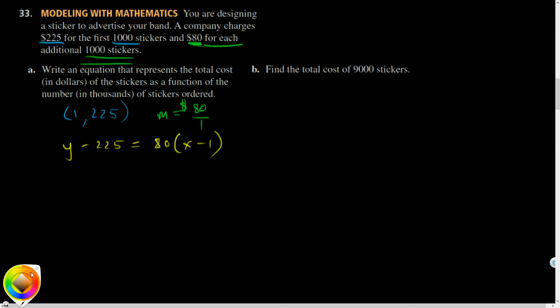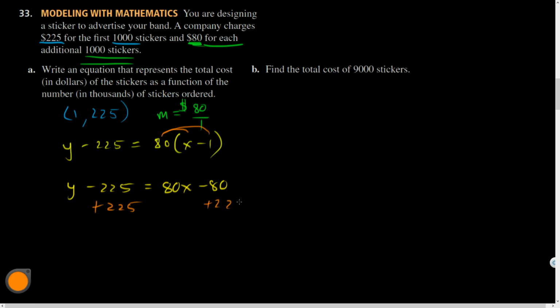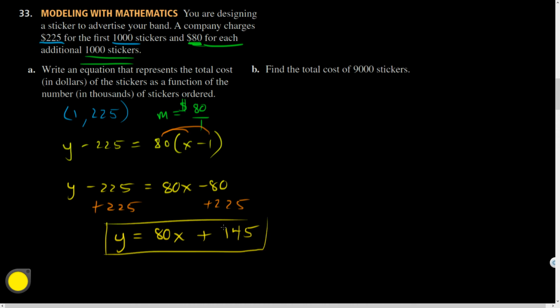I mean, if I want, I could put it into slope-intercept by distributing. Let's put it in slope-intercept. Y minus 225 equals 80x minus 80 and plus 225 to both sides. Yeah? So I get y equals 80x plus 145. Yeah? All right. Did you guys get that as an answer last night?